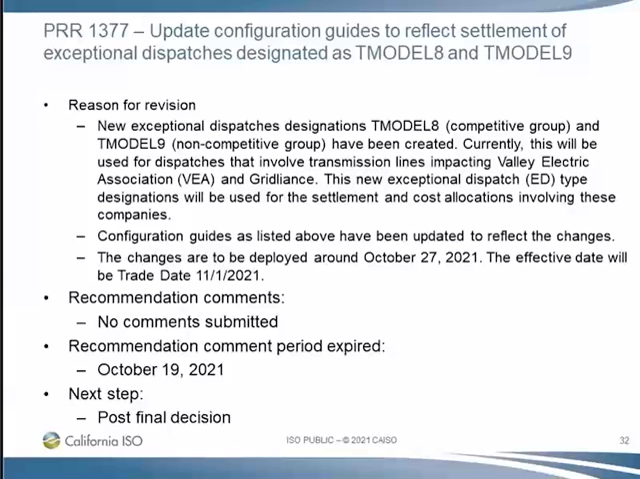1377 is to update the conversion guides that reflect the settlement exceptional dispatches for designated TMODEL8 and 9. This is to help for the Valley Electric Association and Grid Line to be showing on their areas where we have TMODEL8 and TMODEL9 for them. This will be effective dated 11/1/2021, and no comments have been submitted at this time. And our next step is just to post the final decision.